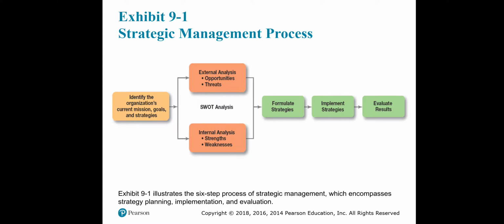First, you're going to identify the organization's current mission, goals, and strategies. Following that, you're going to perform a SWOT analysis that encompasses strengths, weaknesses, opportunities, and threats. On the external analysis, you look at opportunities and threats, and on the internal analysis, you analyze strengths and weaknesses. Then you're going to formulate strategies, implement them, and evaluate the results.